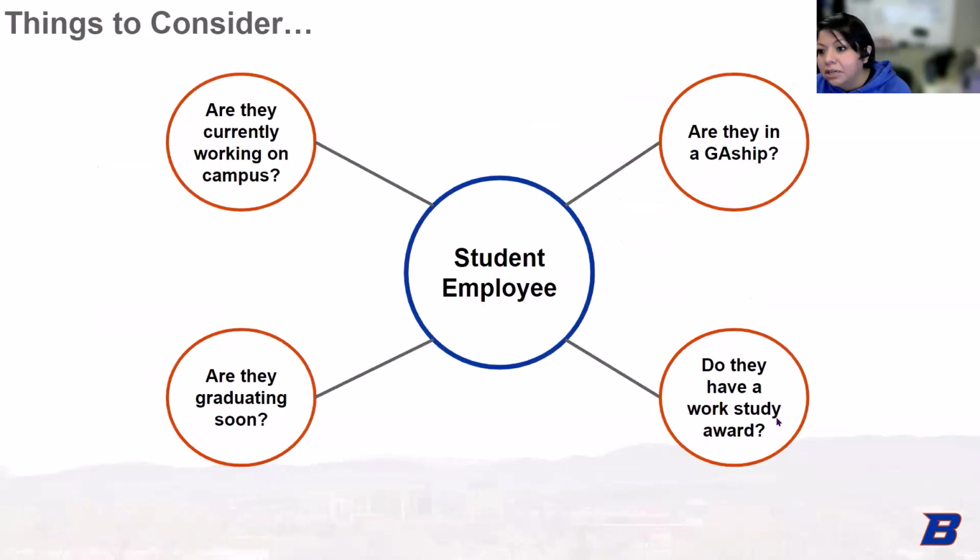Things to consider when you're going to hire a student employee are, are they currently working in another area on campus? How many hours are they working in each of those jobs that they have on campus? Are they in a current graduate assistantship? Are they graduating soon? And do they have a work study award? All of these things can impact how you hire them or the rules that are going to govern their employment.